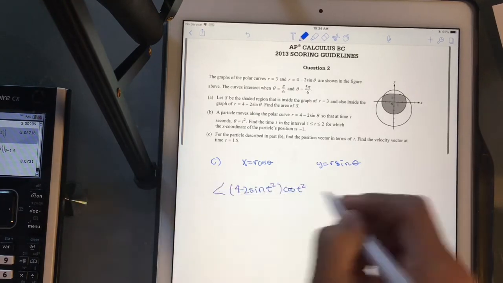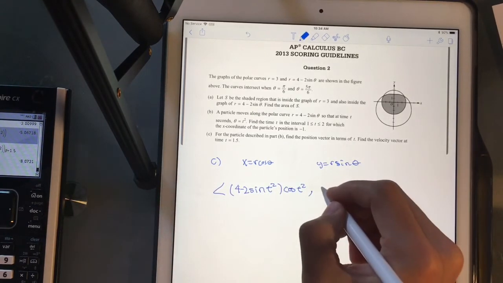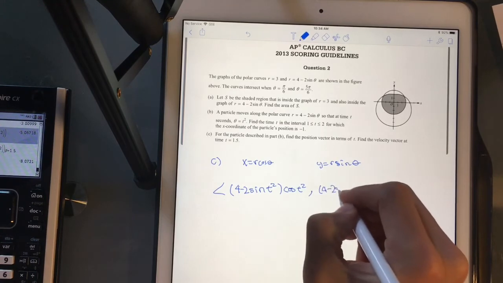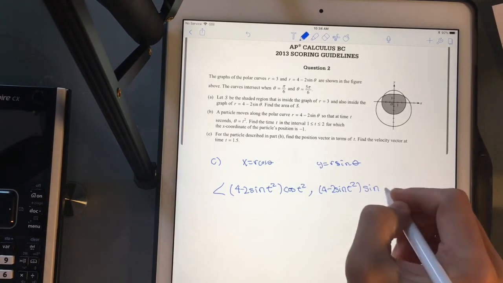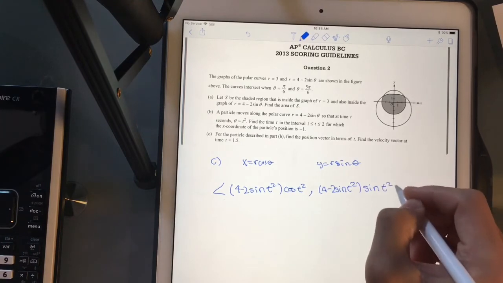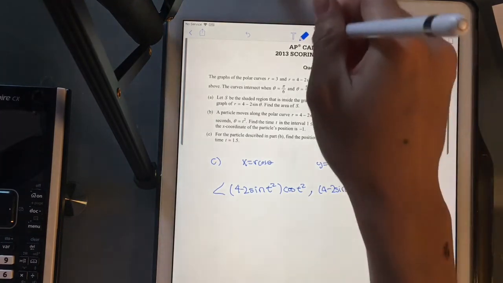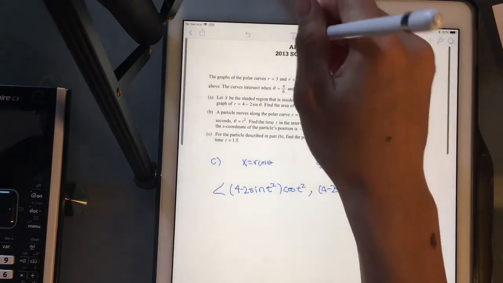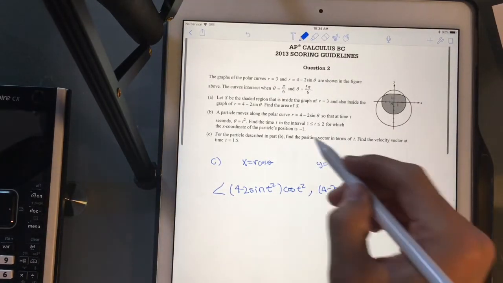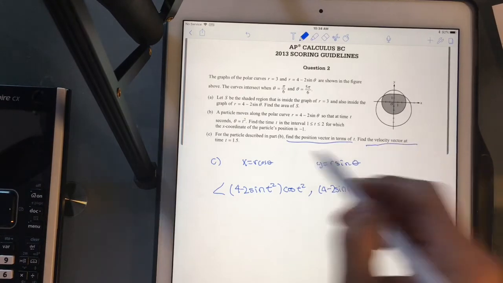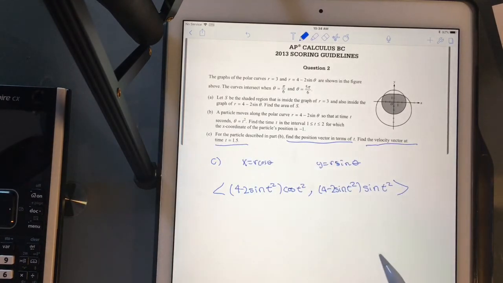This is the position vector of x. Now y. Yep, position vector. We found that. Now we need to find the velocity vector at time t equal 1.5.